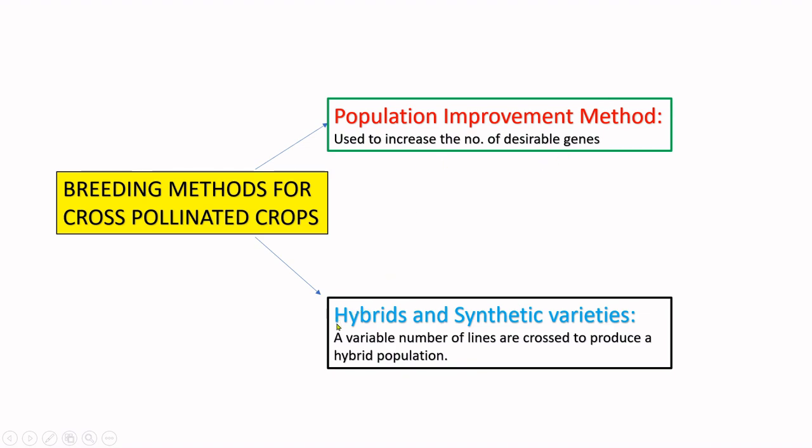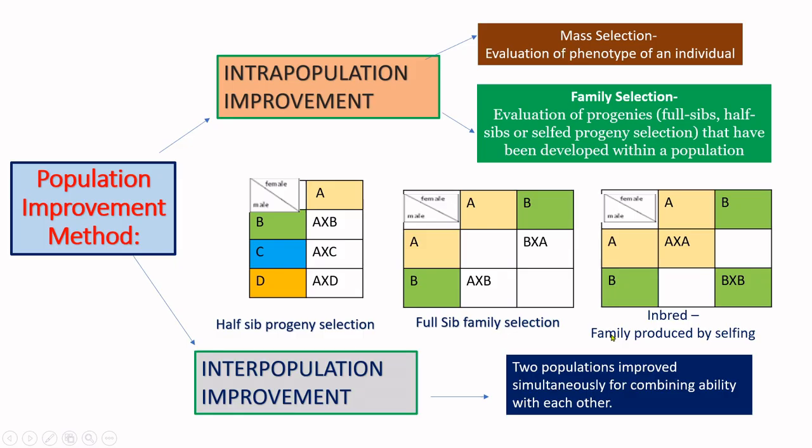In the second one, we have hybrid varieties, which is the formation of F1 hybrid heterosis by crossing two diverse parents. While in synthetic varieties, we select multiple parental lines and form a composite variety. So a synthetic variety is called a composite variety, not an individual variety.